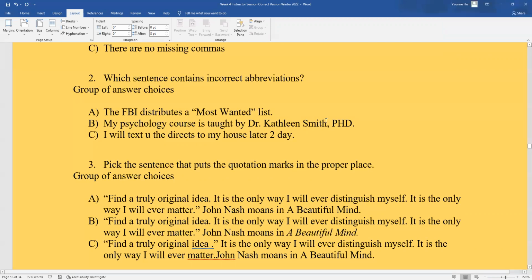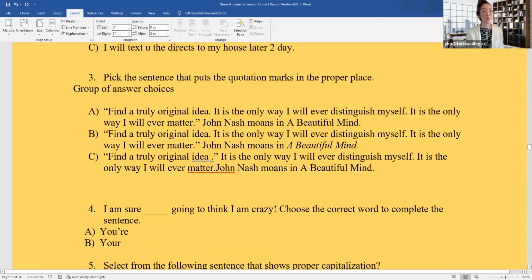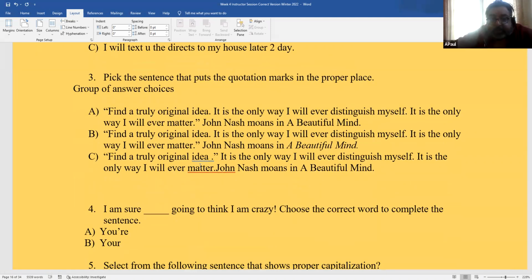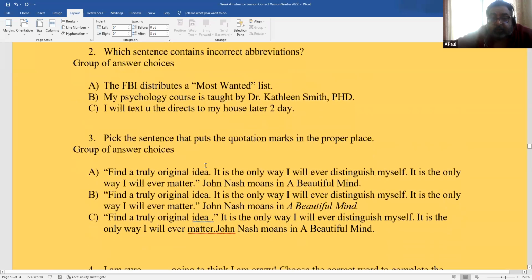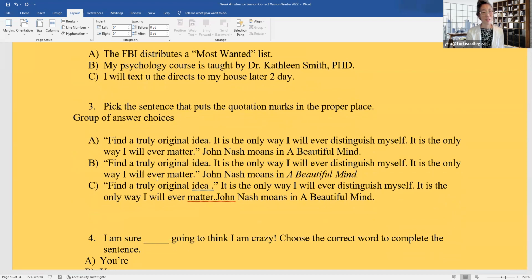C. Pick the sentence that puts the quotation marks in the proper place. So once again, is this question with regards to just the quotation marks or the Beautiful Mind part as well? You just have to find the correct sentence, because the correct sentence will have the quotation marks in the proper place.